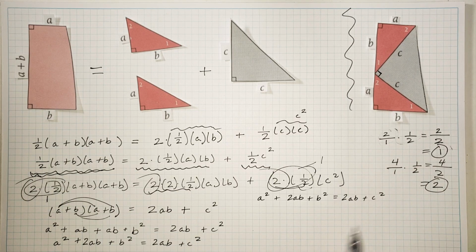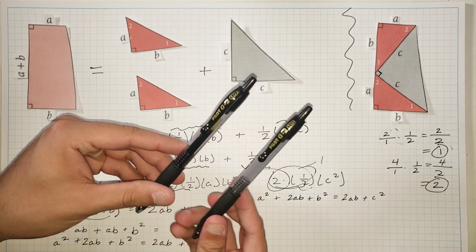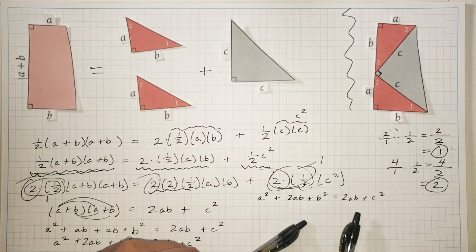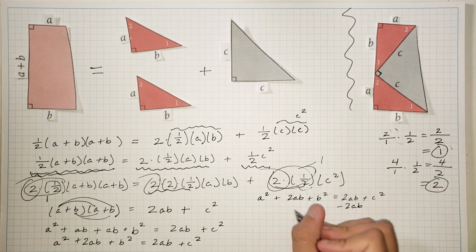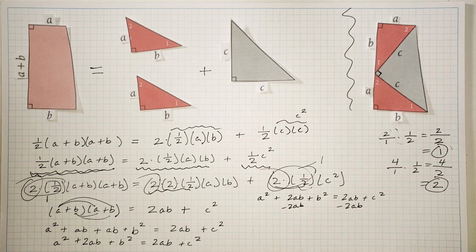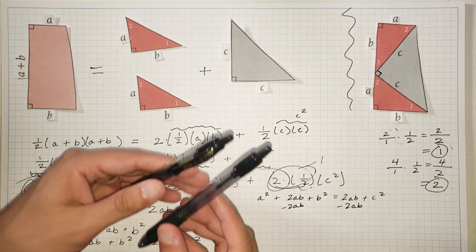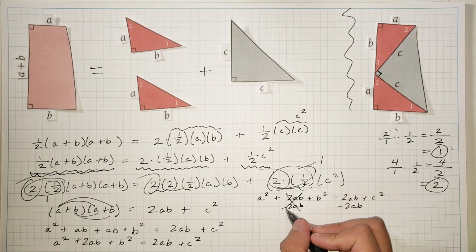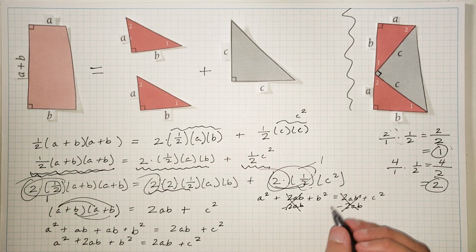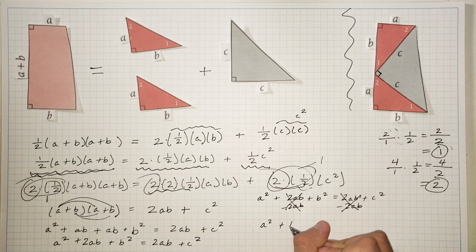Now let's do a little bit more algebra. Here's what we're going to do. I'm going to take away 2ab from both sides of this equation. I'm going to subtract 2ab from this side and 2ab from this side, because what you do to one side, you do to the other side. And what's 2ab minus 2ab? It's 0. So that helps us out, because this goes away and this goes away. And look, we're finally done. A squared plus b squared equals c squared.